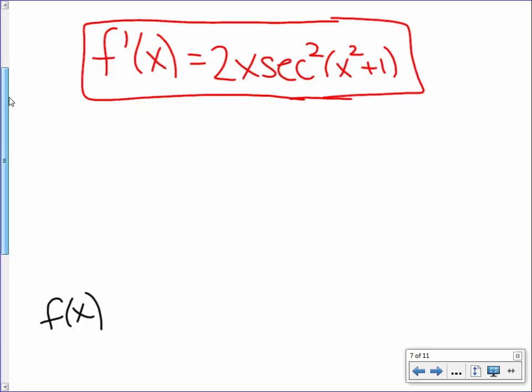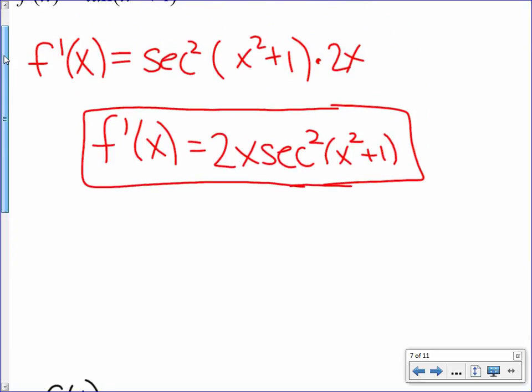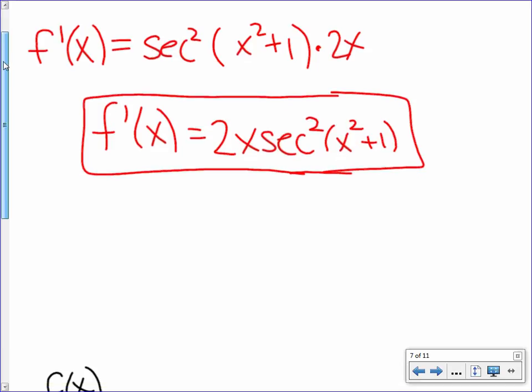Wait, so would the x still be in there though? Yeah, because the 2x is the x, technically.